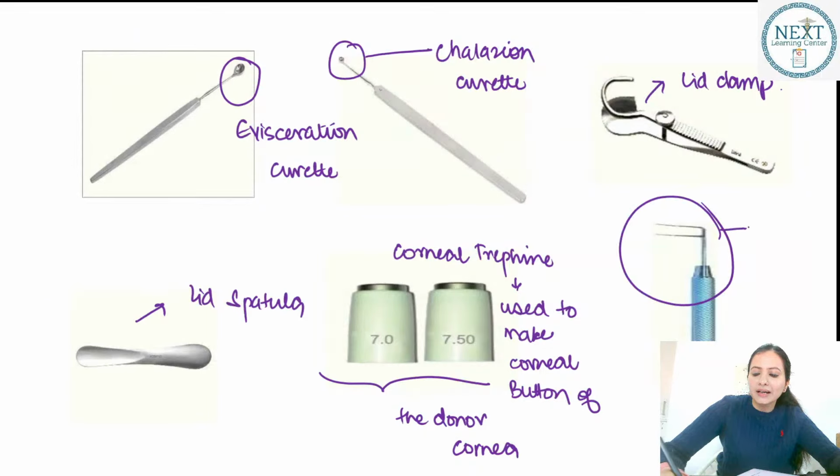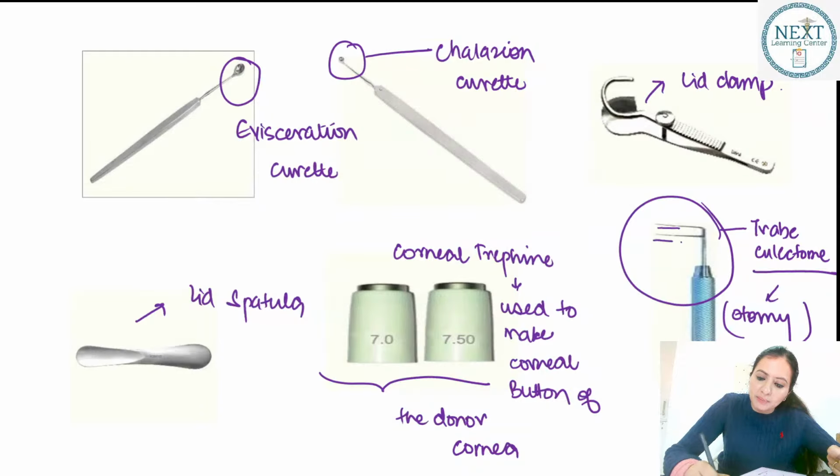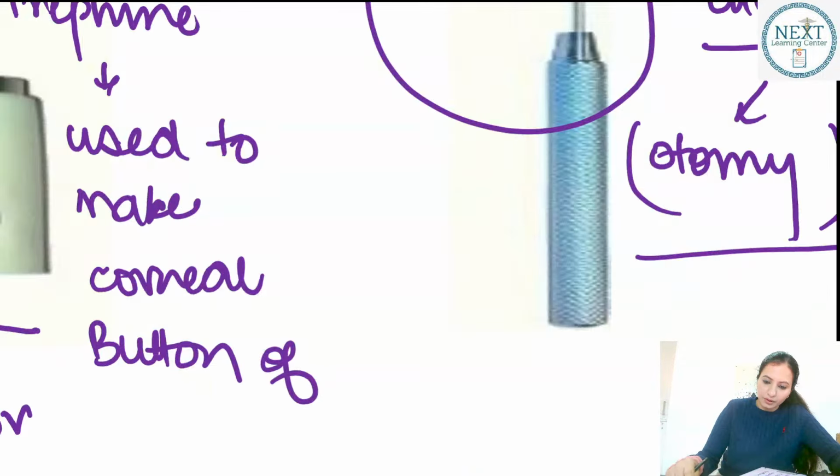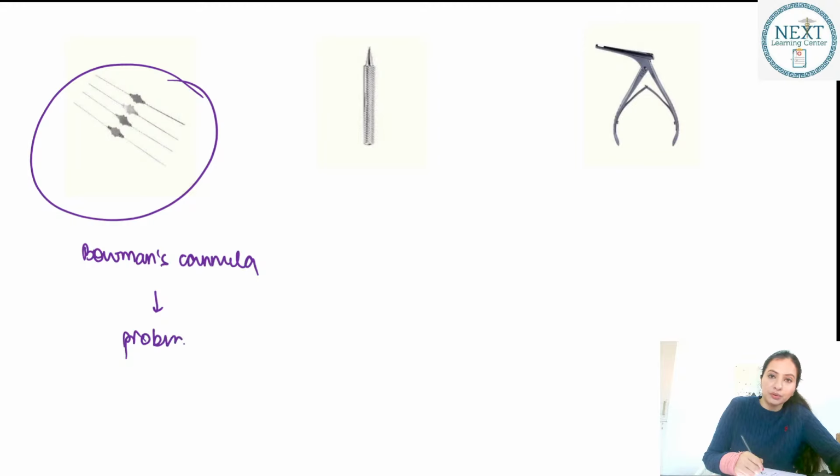This is your trabeculectome, used for trabeculectomy surgeries. I told you we do trabeculectomy and trabeculotomy in children with congenital glaucoma. In adults also we do trabeculectomy, but this trabeculotome is used in trabeculotomy. Otomy means you are just making a hole, so this is sharp and is used to make holes. Then these are the Bowman's cannulas. What are these used for? These are used for probing, as I showed you, probing of the lacrimal sac.